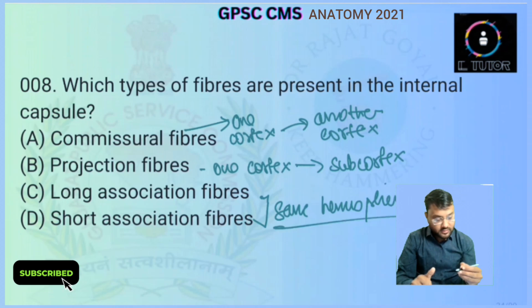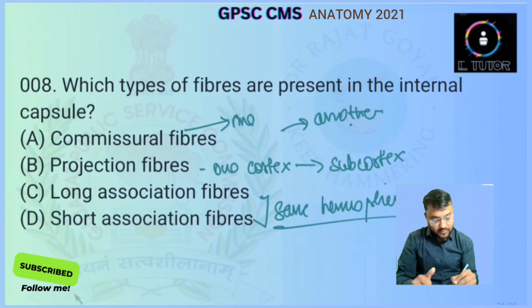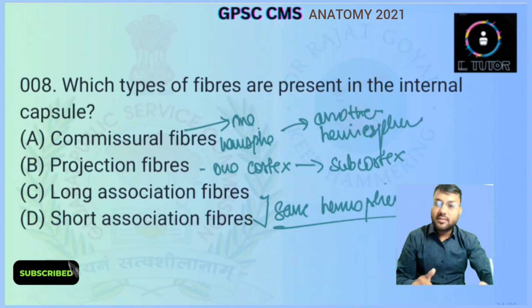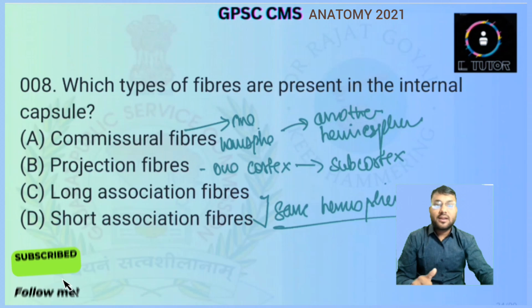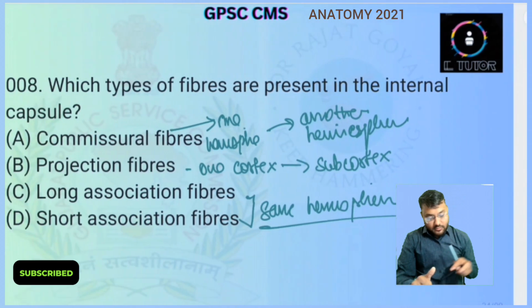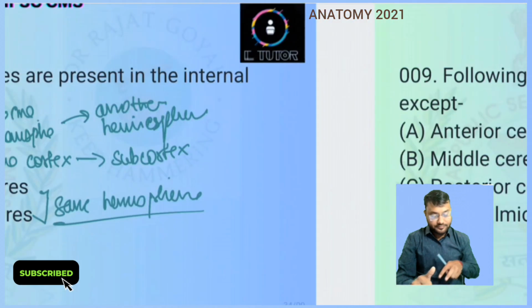Commissural fibers connect one hemisphere to another hemisphere. So the answer will be projection fibers, because the function of the internal capsule is to carry information from the cortex to the subcortical areas, which is done by the projection fibers. The answer will be option B, projection fibers.